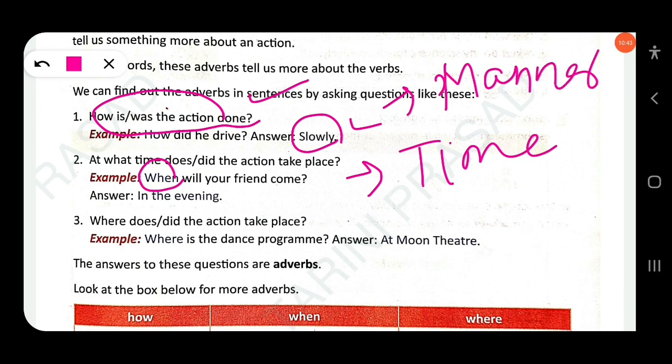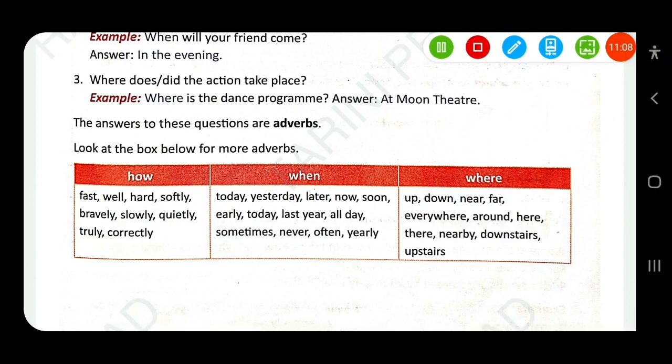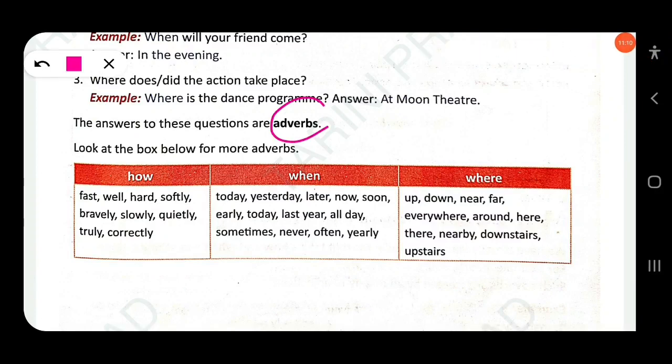Clear? In the evening. This is adverb of time. Where does or did the action take place? Where? That means adverb of place. At the theater. Clear? That means how, adverb of manner; when, adverb of time; where, adverb of place. Clear? So here the answers to these questions are adverbs, right? These answers will be called adverbs.